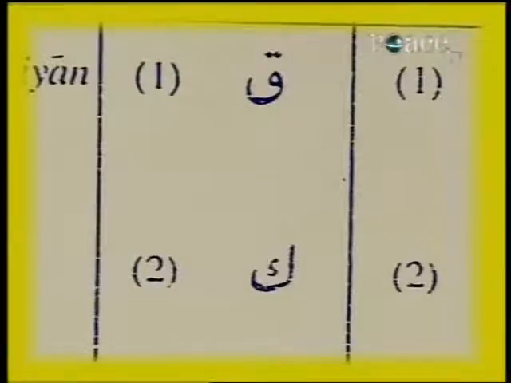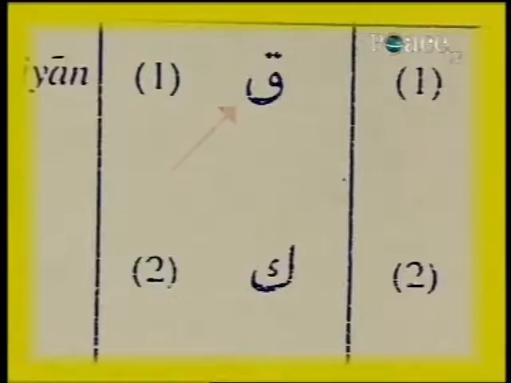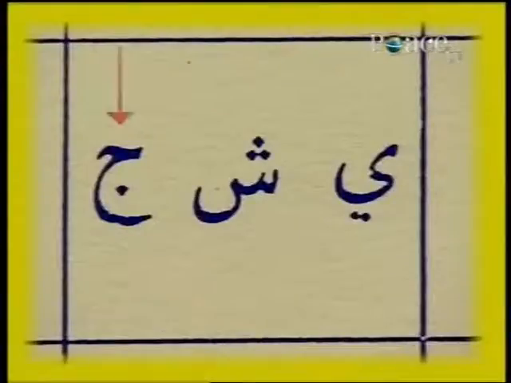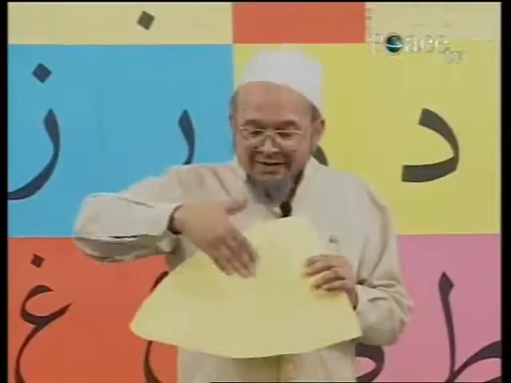And we have also treated group 6. How many letters are there in group 6? 2. That is qa and ka. In group 5, we have 3 letters. That is jim, sheen, and ya. And then how do we articulate? The middle portion of the tongue touches the parallel upper portion, the hard portion of the hard palate.